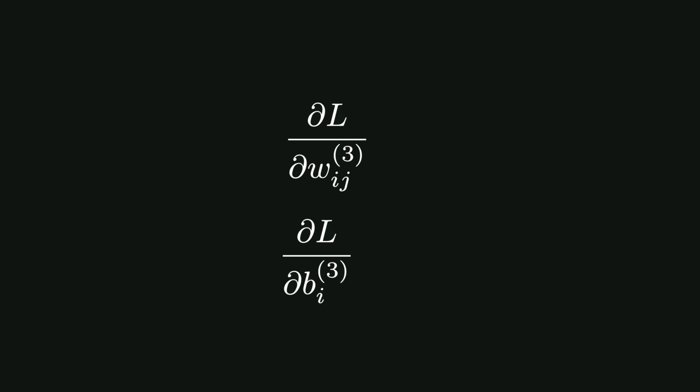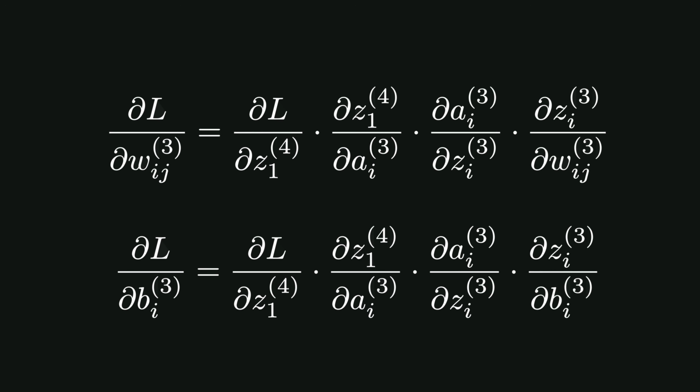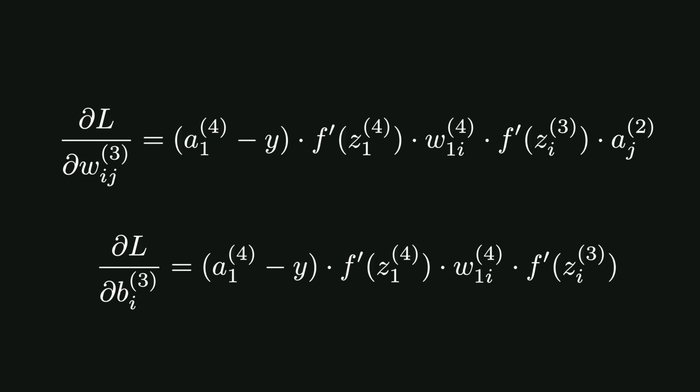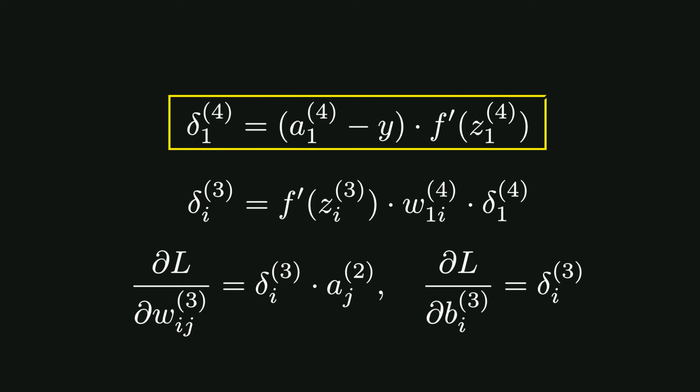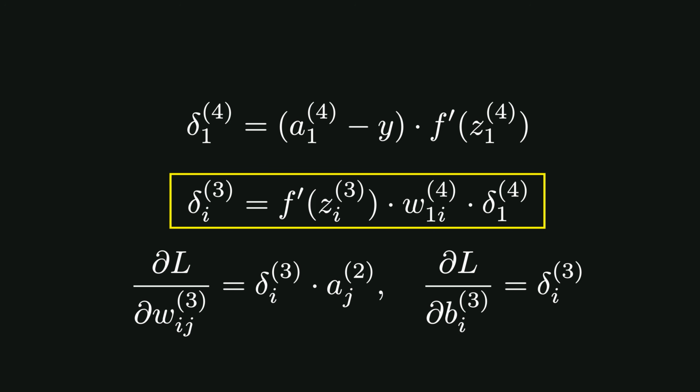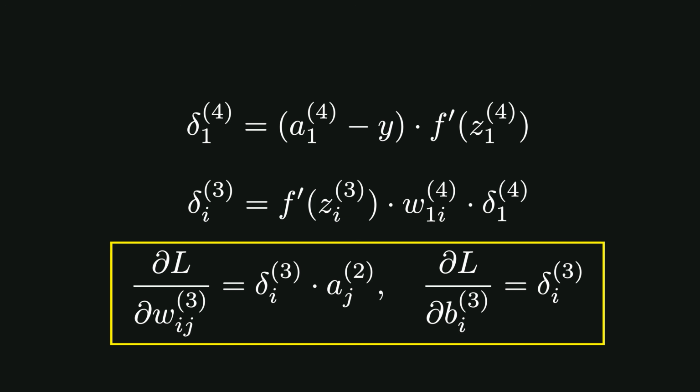Now, if we expand these partial derivatives using the chain rule, notice something interesting. This term right here is something we have already calculated. It's the delta 4 term. Now, if we differentiate it, it will look like this. And here is the key insight. If we write this expression in terms of delta, we can express delta 3 in terms of delta 4, something we have already computed. Then we can write the current partial derivatives of weights and biases using this new delta 3.